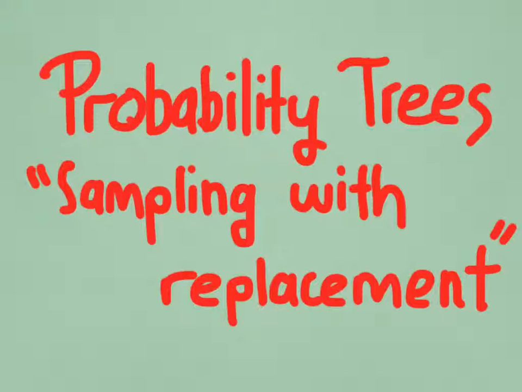This video is about probability trees, or in short, a visual way of representing basic probabilities. Today we're going to be talking about sampling with replacement. In simple terms, that just means that each event is equally likely.